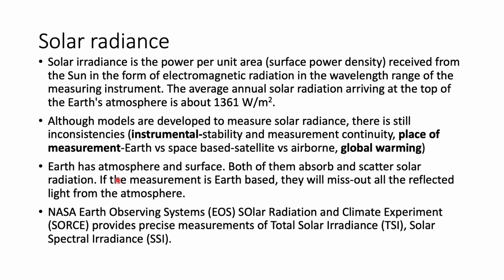Then again, earth has atmosphere and surface. So both of them absorb and scatter solar radiation. If the measurement is earth based, then we will miss out all the reflected light from the atmosphere. So NASA's Earth Observing System's Solar Radiation and Climate Experiment, SORCE, provides precise measurement of total solar irradiance and solar spectral irradiance. So from this we can actually measure what is the solar radiance we are receiving.